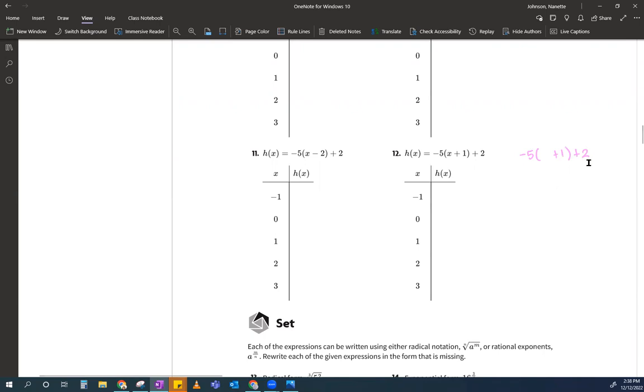So I'm going to plug in -1 first. -1 plus 1 is 0. 0 times -5, well, that would just be 0, plus 2 is 2. Okay. When I plug in 0, I'm going to follow that same procedure, -5 parentheses blank plus 1, close plus 2, and I'm going to put a 0 in there. And again, it's still going to work out, right? So 0 plus 1 is 1. 1 times -5 is -5, plus 2 is -3.